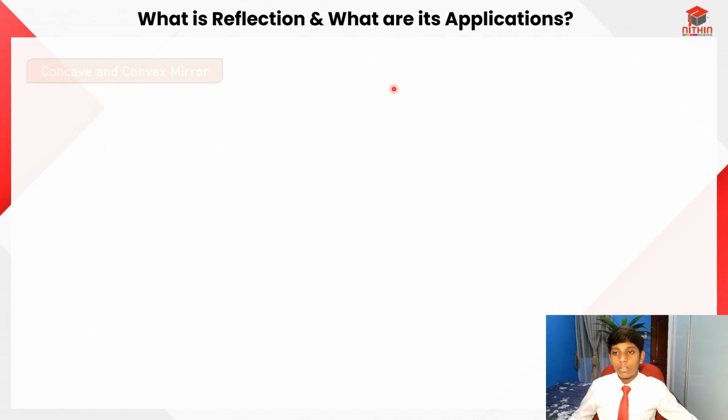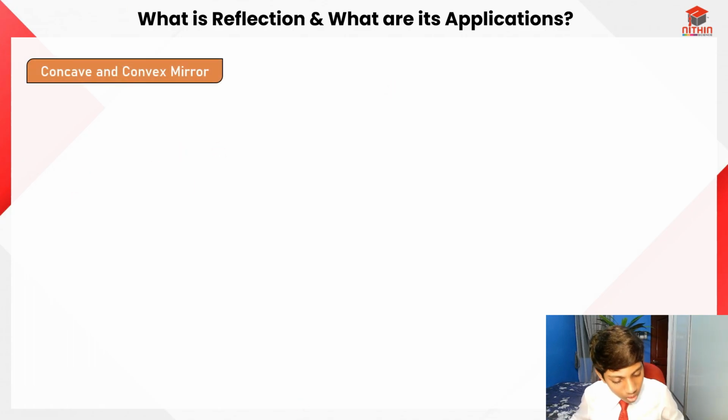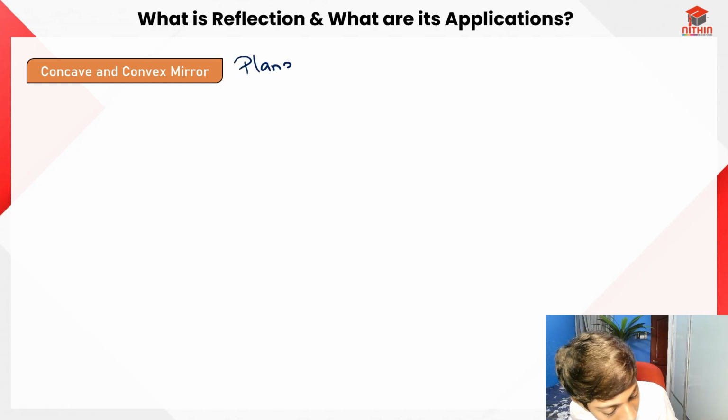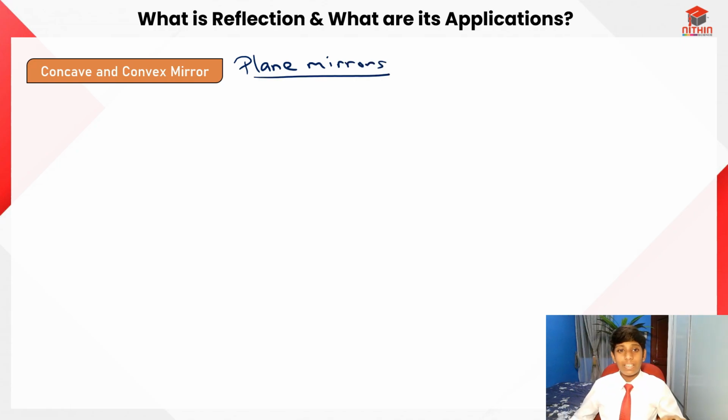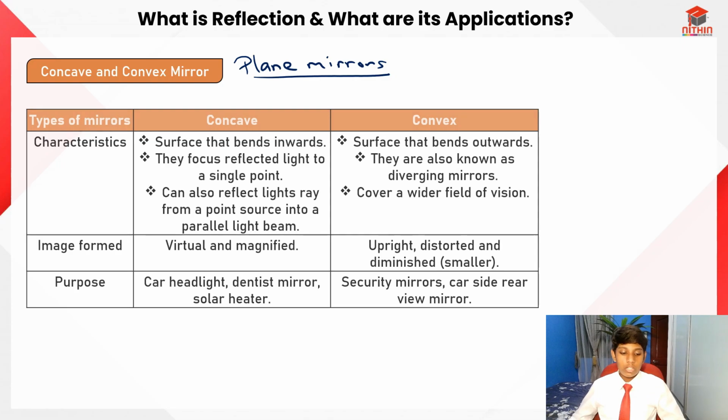Next we are going to take a look at concave and convex mirrors. I've already gone through plane mirrors. Plane mirrors are the normal mirrors, and convex and concave mirrors are like special mirrors. So let's take a look at them. Types of mirrors: concave and convex.